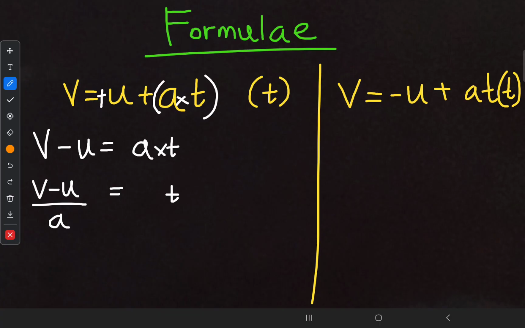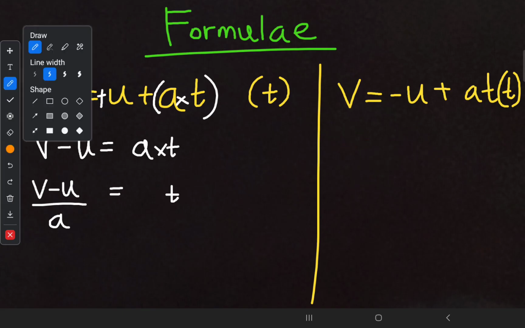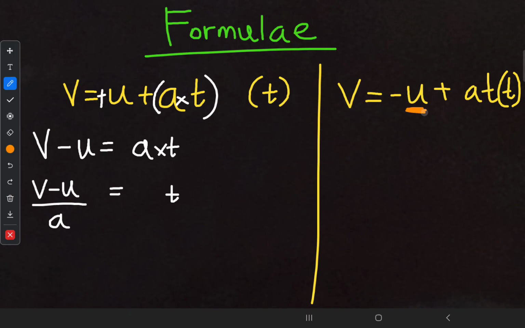Mostly students do this: if the mark is positive here, they will directly conclude that U is also a positive value, and they will conclude the answer V minus U over A. But that is not at all correct. You have to consider the direction for U. The direction for U should be indicated before this U, not after it. This positive belongs to this A.